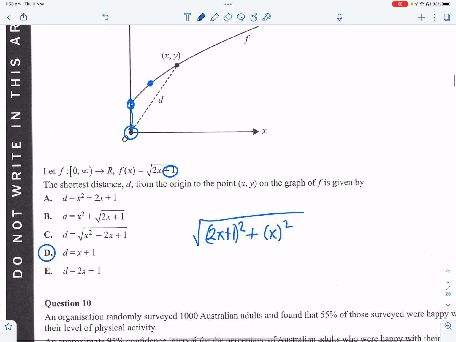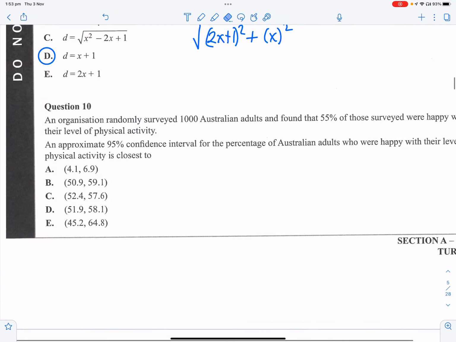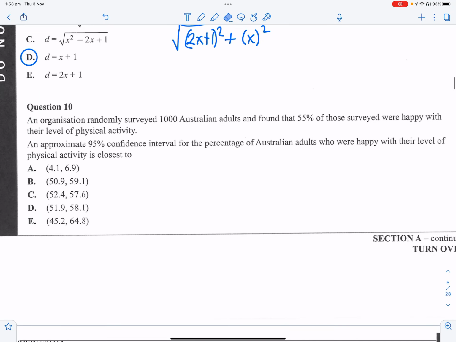So it's whatever that x value is, that x value plus 1. Okay, 55% of those are happy with the level of physical activity. The closest to 95. So 55%, 550 out of 1,000.